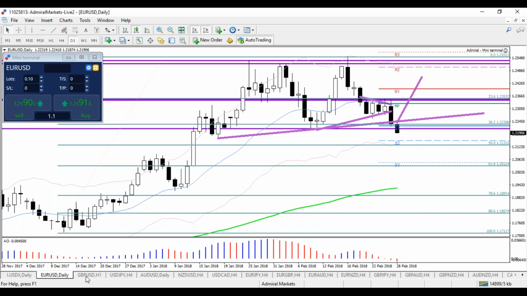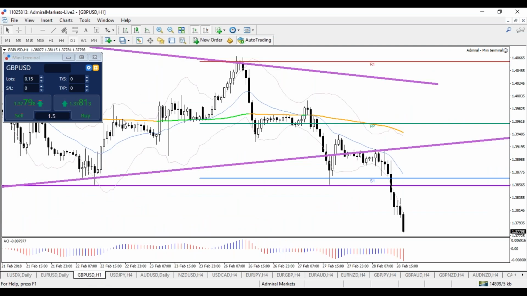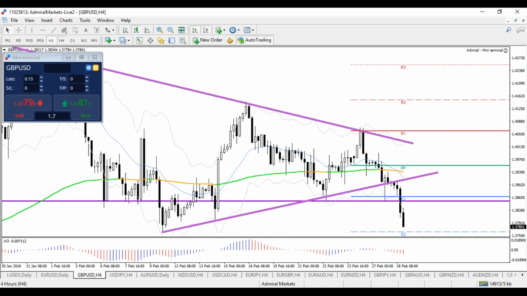All right, let's move on. Pound dollar broke already earlier. So this is something we discussed yesterday, this triangle, right? Break up or down or bounce. Those were the options. We did get a big pin bar.